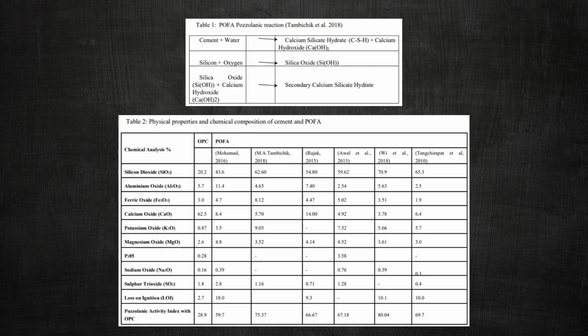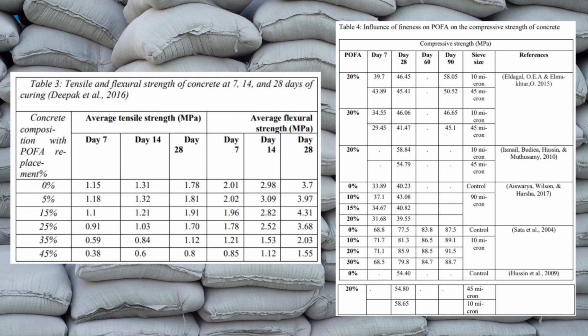Which is it shows the different amount of OPC that is being used, and then the percentage of POFA used for each one of them. So for table 3, it shows the tensile and flexural strength of concrete at day 7, 14, and 28 days of curing.